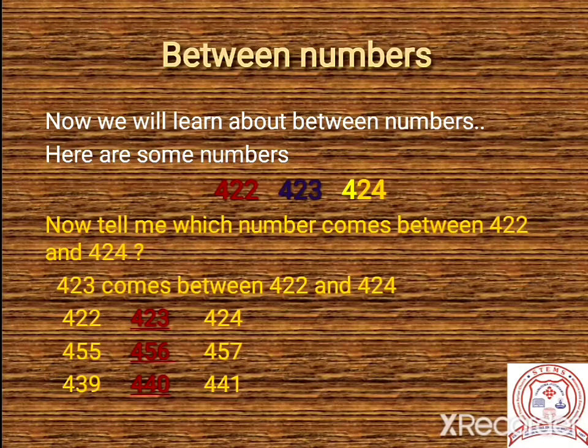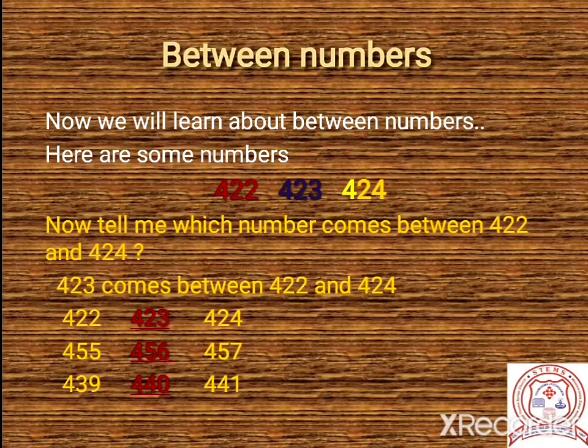Here are some numbers: 422, 423 and 424. Now tell me which number comes between 422 and 424. 423 comes between 422 and 424. After 422 comes 423 and before 424 comes 423. That is, between number is a mixture of after number and before number.